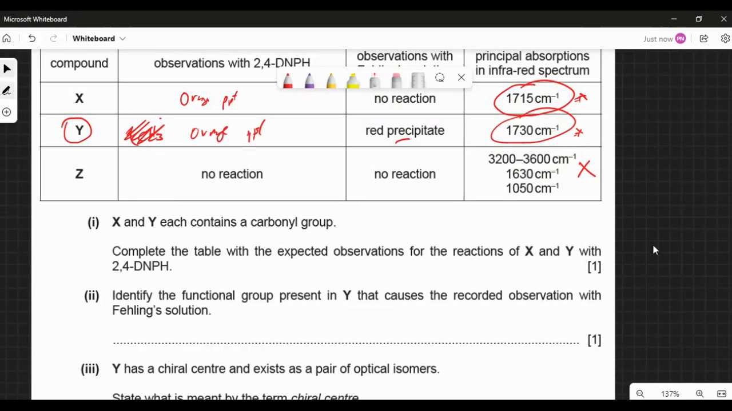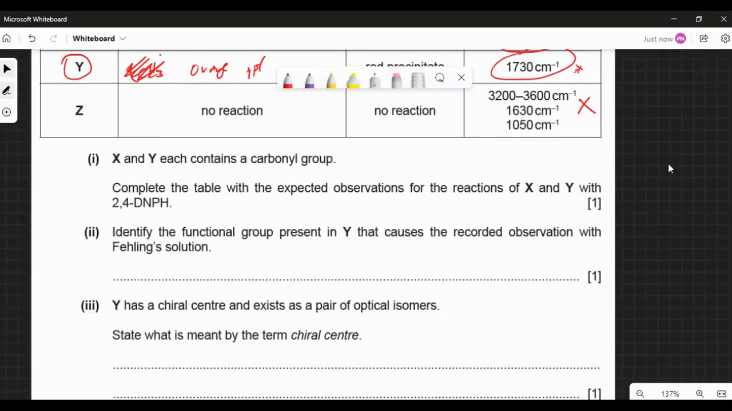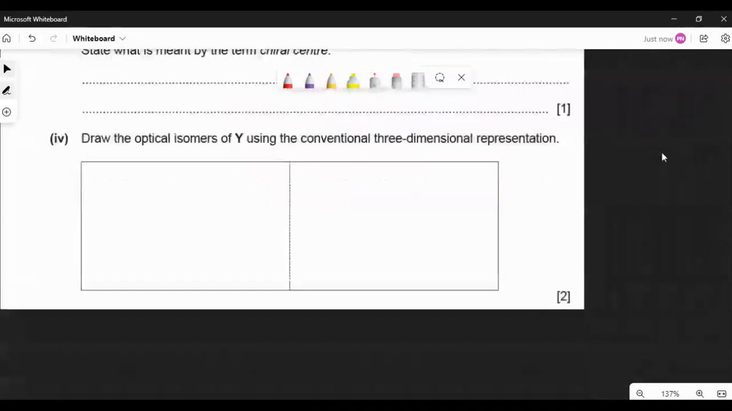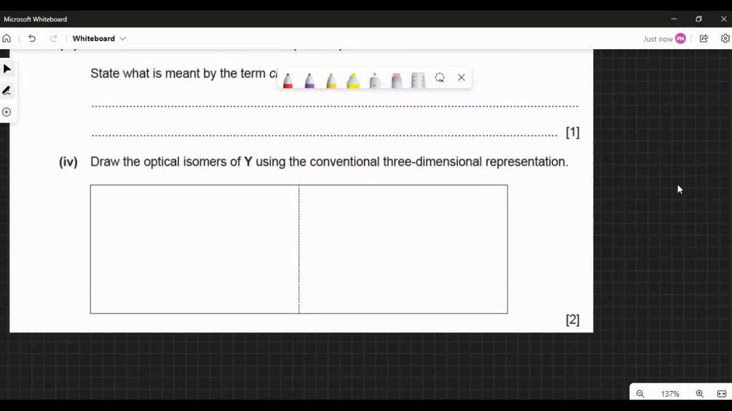All right, complete the table. We've done that. Identify the functional group present in Y that causes the recorded observation. What is the functional group? As Basadi said, it's the aldehyde. Y has a chiral center and exists as a pair of optical isomers. What do we mean by a chiral center? It's one connected to 4 different groups. Yeah. Now you can draw the optical isomers of Y yourselves.